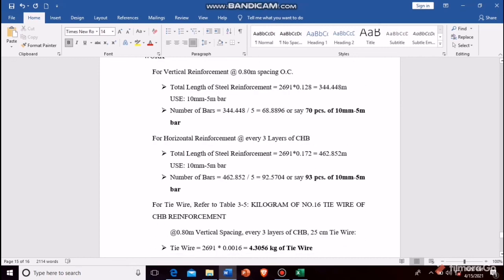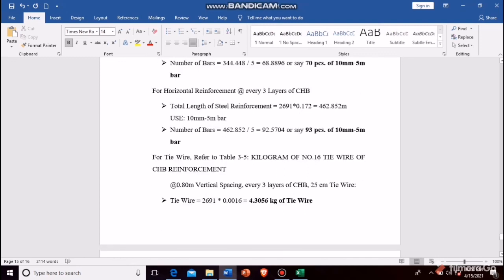And for horizontal reinforcement at every 3 layers of concrete hollow block, total length of steel reinforcement is 2691 times 0.172 nga constant, that is 462.852 meter. Again, use 10 millimeter 5 meter bar. So the number of bars is 93 pieces of 10 millimeter 5 meter bar.